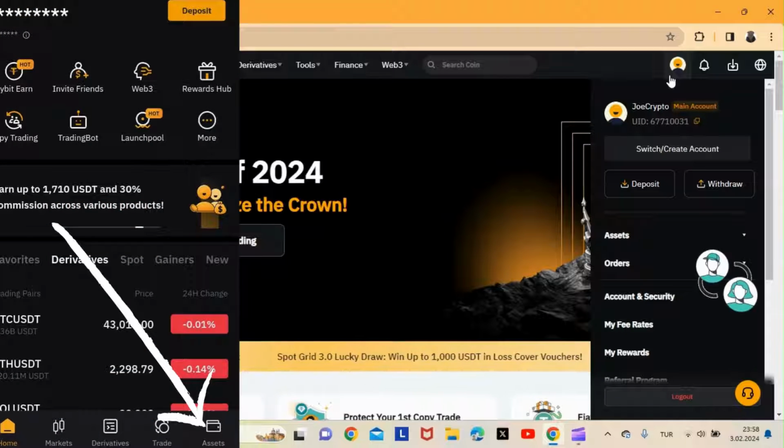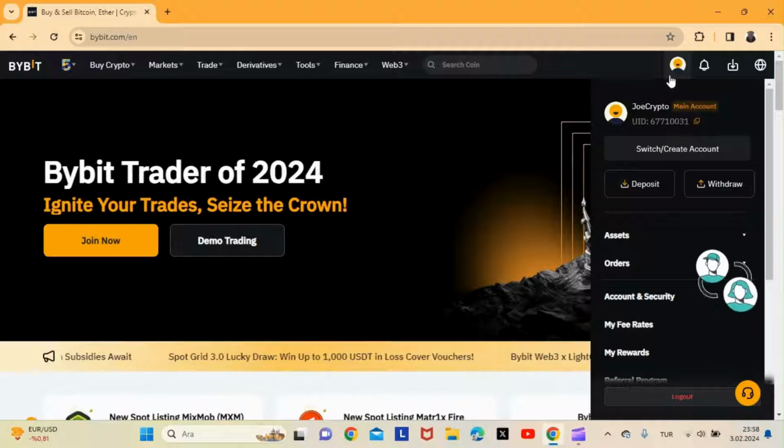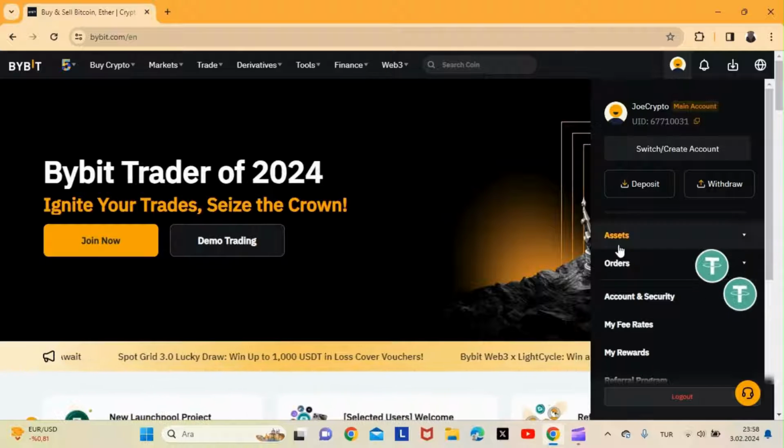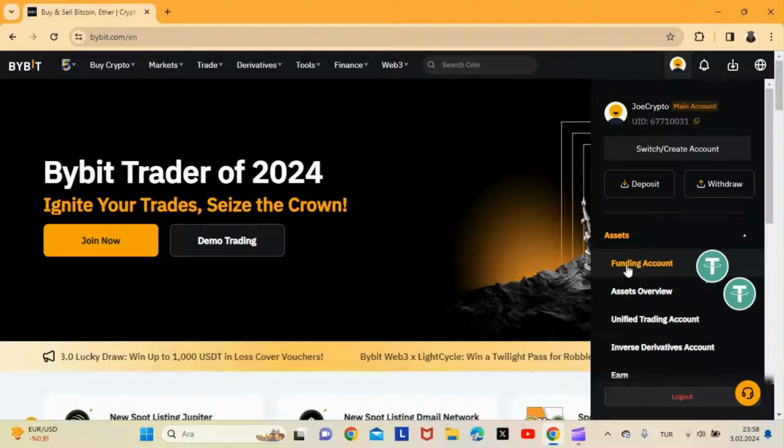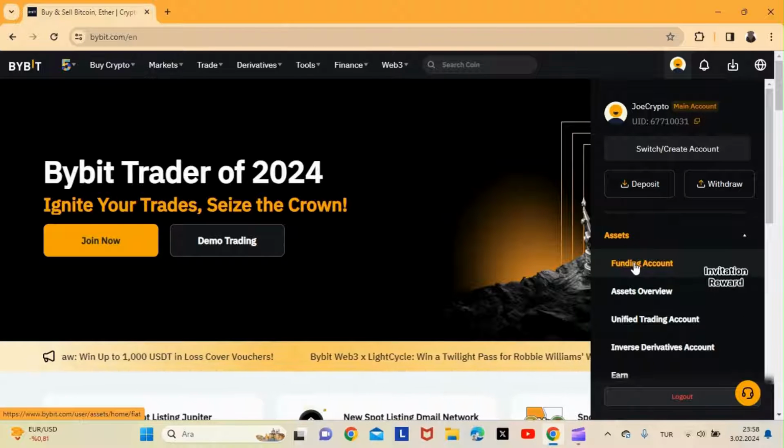Just go to asset. After asset, then you are going to transfer. Just follow the process. So you come to the top here and you move to asset. You tap on asset and you can see funding. If you don't know how to deposit cash into your Bybit account, I have a video for that. Kindly check the description section.